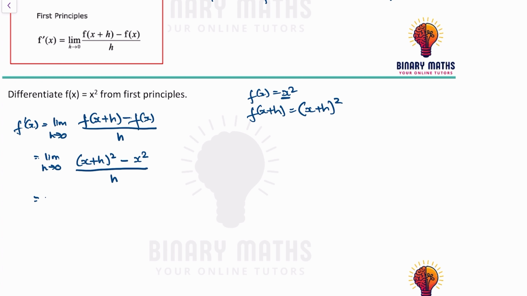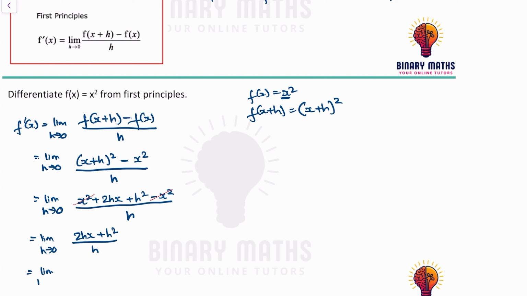I've got a bracket that I need to expand. This line still needs limit h tends to 0 because I haven't done anything with that. If I expand this bracket, I get x squared plus 2 lots of hx plus h squared, take away x squared over h. I can clearly see the x squared is cancelled out. So I've got limit h tends to 0 of 2hx plus h squared over h. I can cancel out a factor of h in the numerator by dividing it by h. So I end up getting 2x plus h.